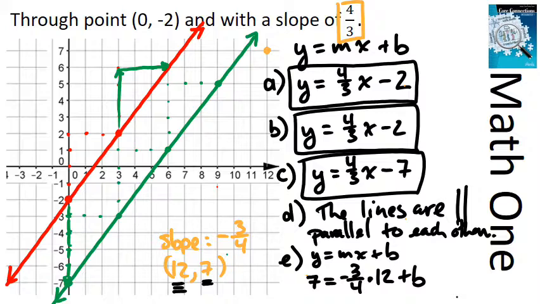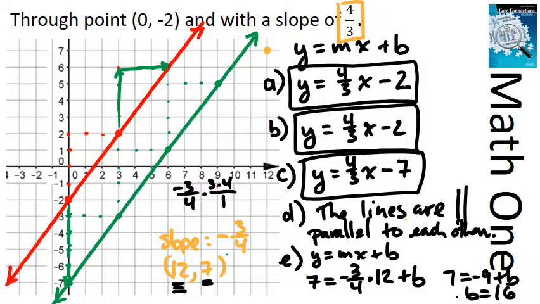So if I was to simplify that fraction, I've got negative 3/4. And then 12 is a 3 times a 4. So I could write it like this. And I could see I've got a 4/4 is a giant 1. So I'm left with just the number negative 9. So this simplifies to 7 equals negative 9 plus b. Therefore, b is the number 16. So my y-intercept is 16.